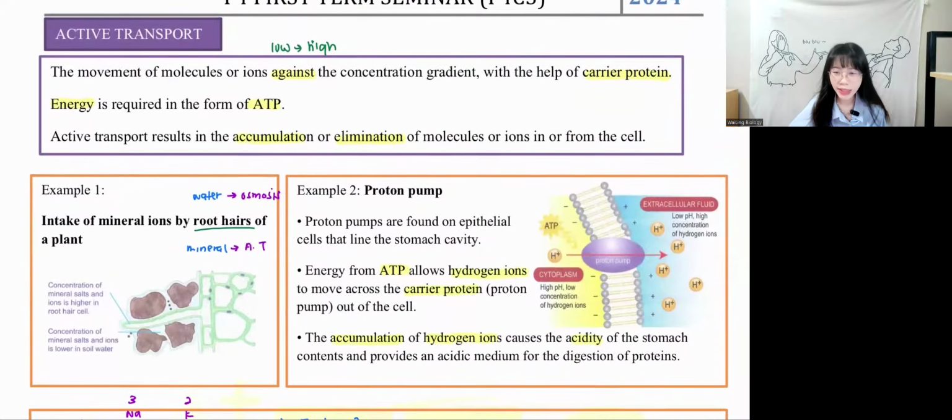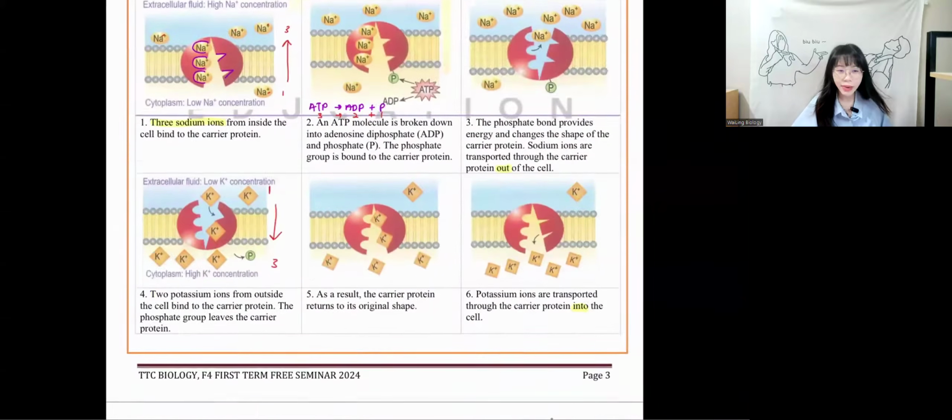Okay, anybody has a question about active transport? Remember, active and passive are opposites. One requires energy, one does not require energy. One moves down the concentration gradient, the other moves against the concentration gradient. One is to achieve dynamic equilibrium, the other is to accumulate or eliminate substances. This is active transport. Any questions?